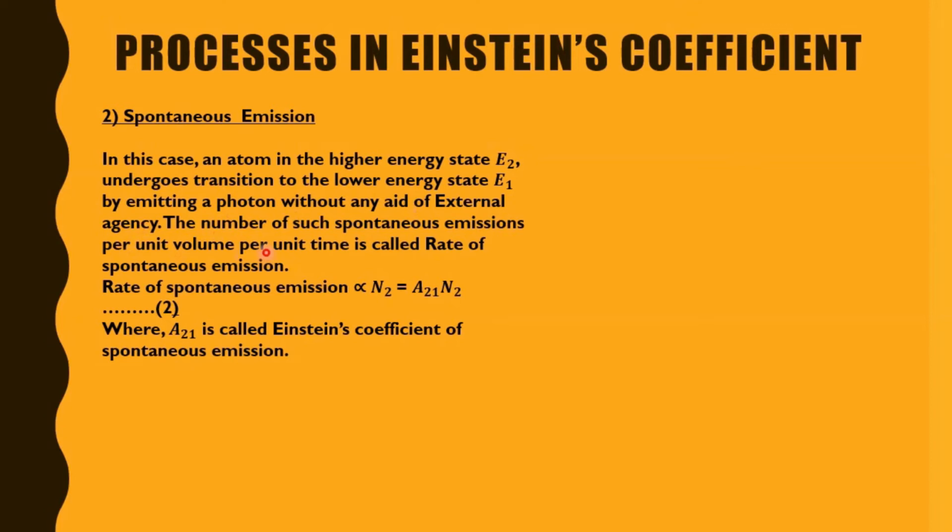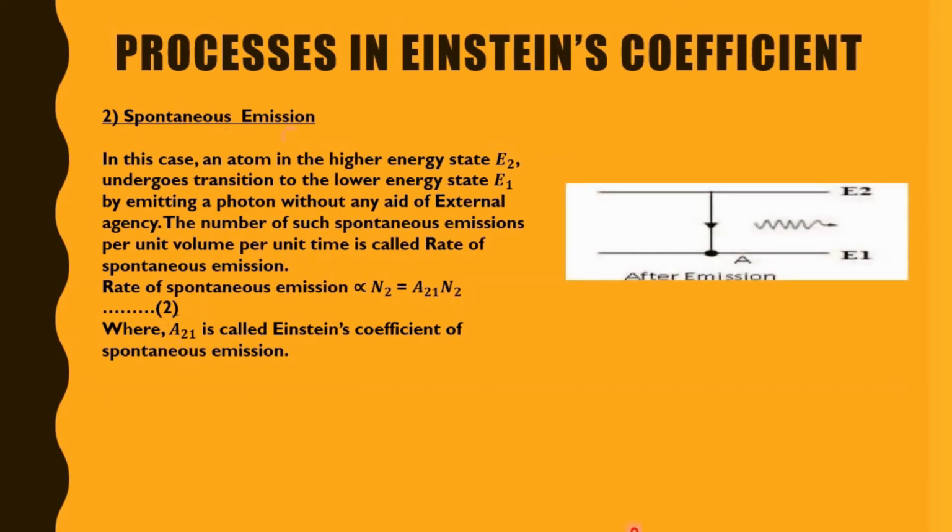The number of such spontaneous emissions per unit volume, per unit time, is called the rate of spontaneous emission. The formula for this rate of spontaneous emission is A21 N2, which will be equation 2, where A21 is our Einstein coefficient for spontaneous emission. So from E2 it will move on to E1 with the emitted photon.